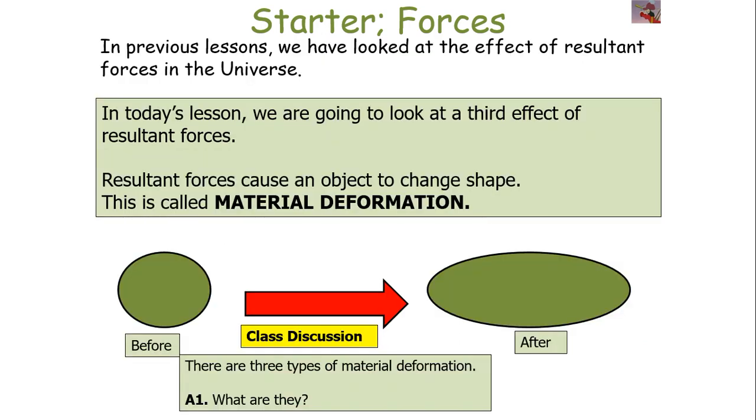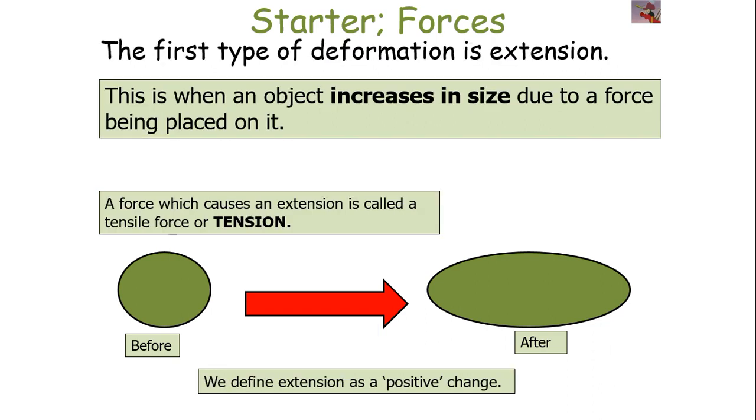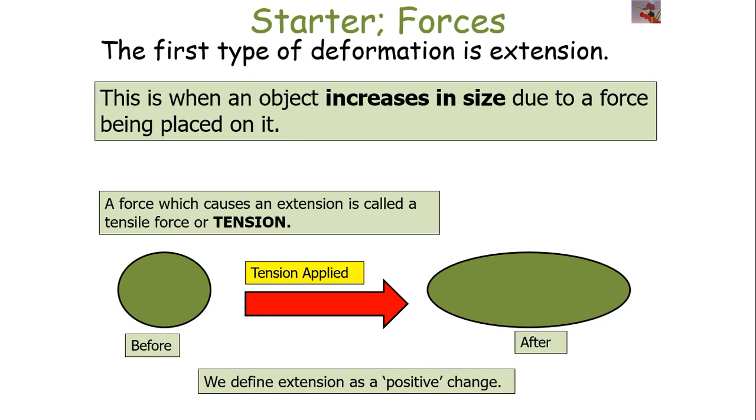Now, there are three types of material deformation, which is the effect of a resultant force causing an object to change shape. The first type of deformation is called extension. That's when an object increases in size due to a force being placed on it. We're going to define extension as a positive change in length. A force which causes an extension we call either a tensile force or tension. So when you apply a tension to a material, it will increase in size due to that tension.